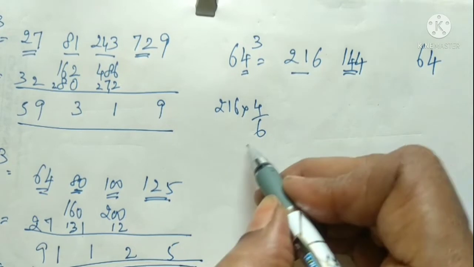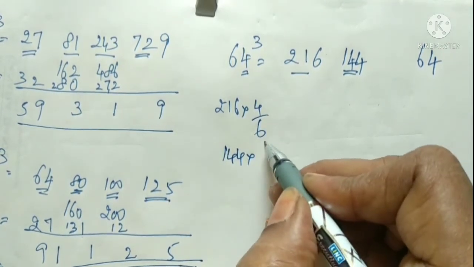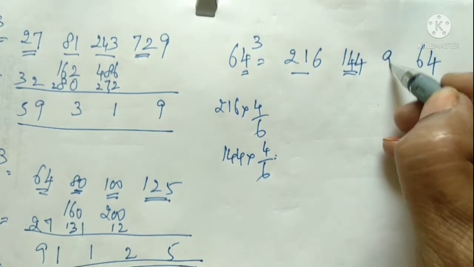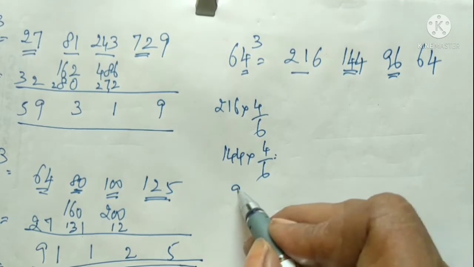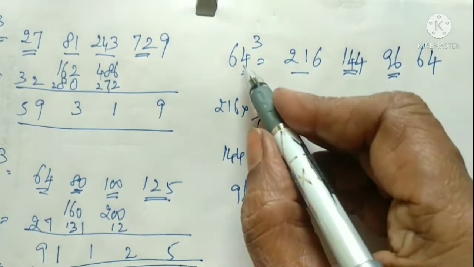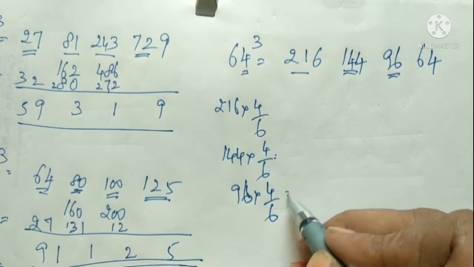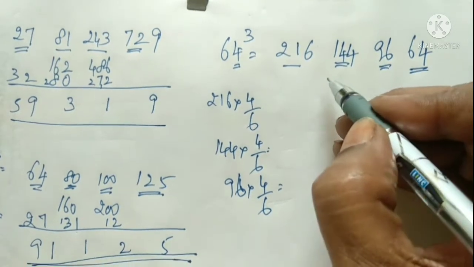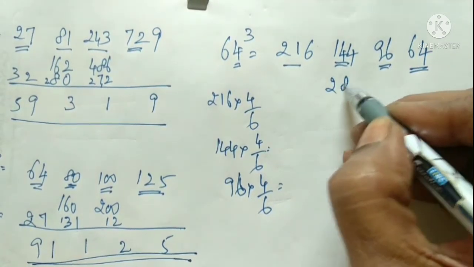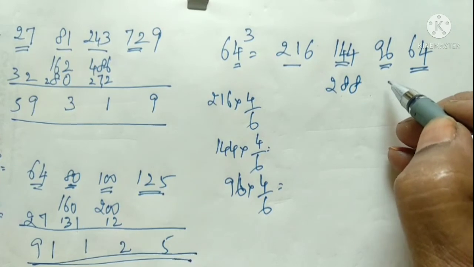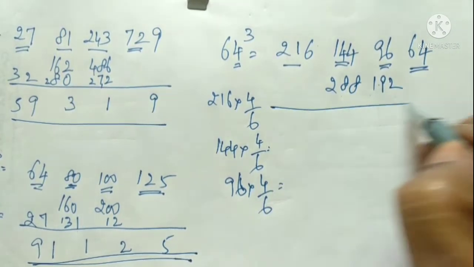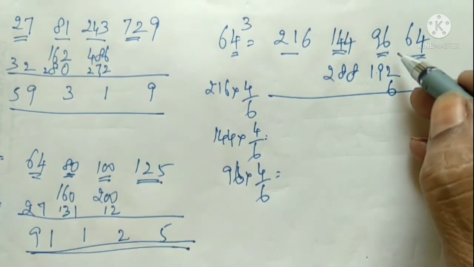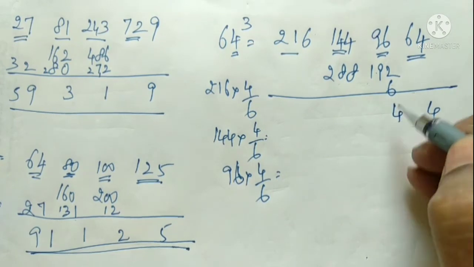Now this 144 multiplied by 4 by 6. You will get 96. Now this 96, when you multiply by 4 by 6, how much will you get? 64. Okay? Now, 144 is to be doubled, then you get 288. 96 is to be doubled, you get 192. So we add. We have to take only 4. This 6 is to be added here. 6 plus 6, 12. 12 plus 2, 14.